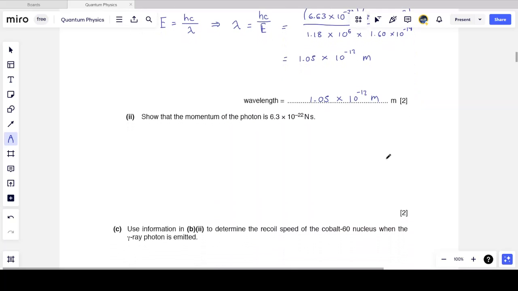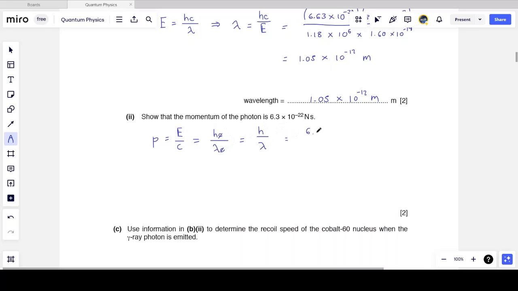Now that we have the wavelength of the photon, we are asked to show that the momentum of the photon is 6.3 times 10 to the minus 22 Newton seconds. Now how do we show the momentum of a photon? We know momentum of a photon is E over c. And E, we said from above, is hc over lambda. So that's hc over lambda c. Well, guess what? This simplifies to h over lambda.